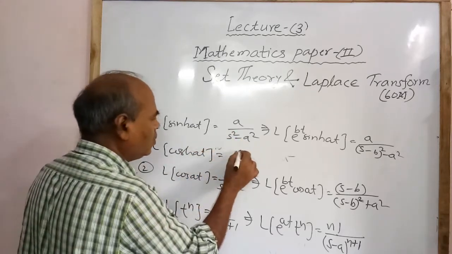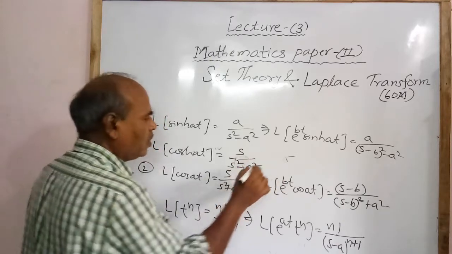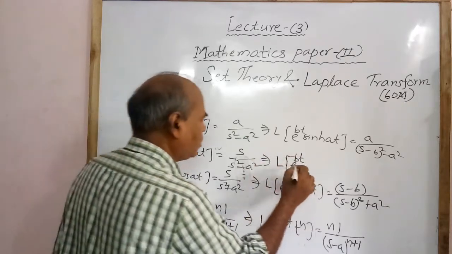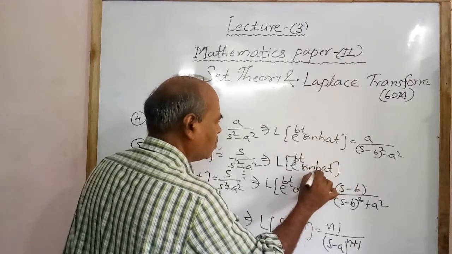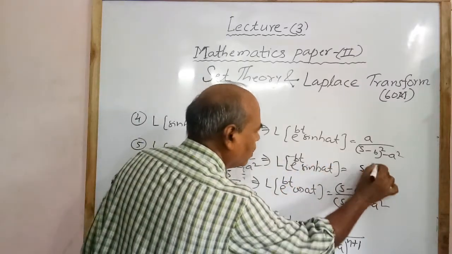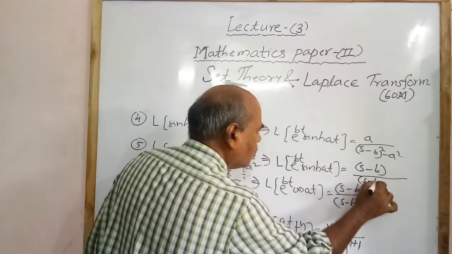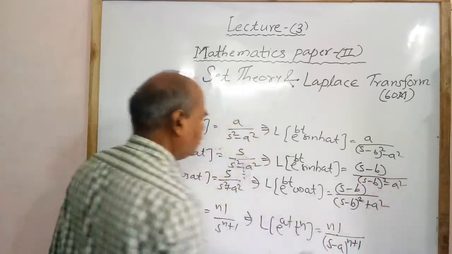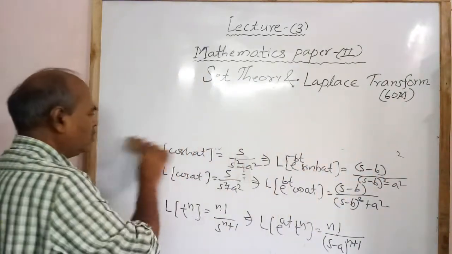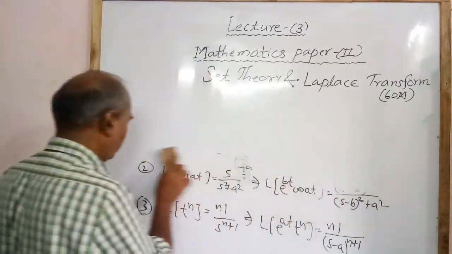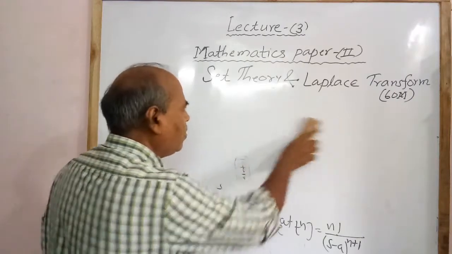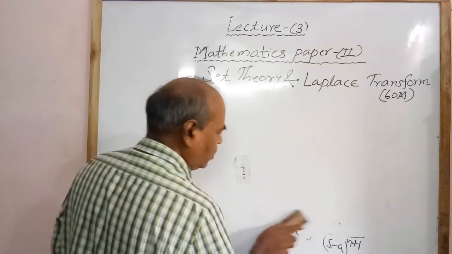The formula for Laplace of cosh at, you know, is s divided by s square minus a square. Therefore, if we multiply the function by e to the power bt, s is replaced by s minus b. Therefore, s minus b divided by (s minus b) whole square minus a square. These are some formulae by using the shifting theorem. Then we solve some examples of finding the Laplace transform by using this shifting property.